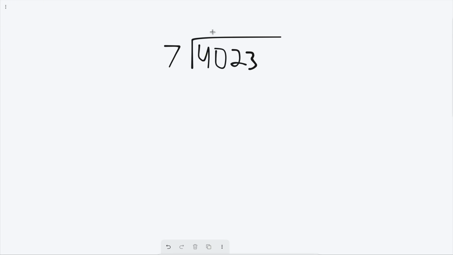Okay, so we're going to start how we normally start. How much times can 7 go into 4? 0 times, so we don't do anything. How much times can 7 go into 40? 5 times. So we will put 5. 5 times 7 is 35. 40 minus 35 is 5. Then we bring down the 2. So now we have 52. How much times can 7 go into 52? The answer is 7. So 7 times 7 is 49.